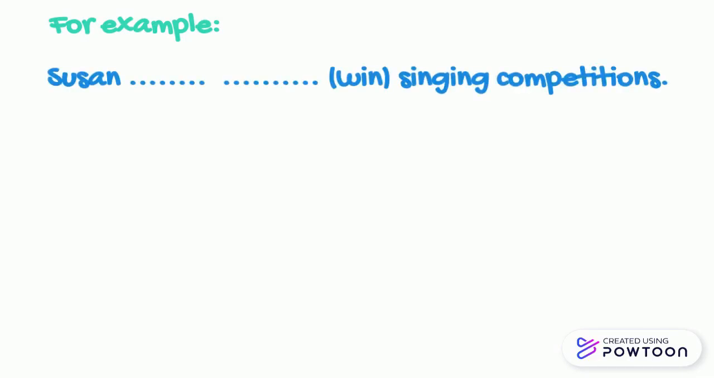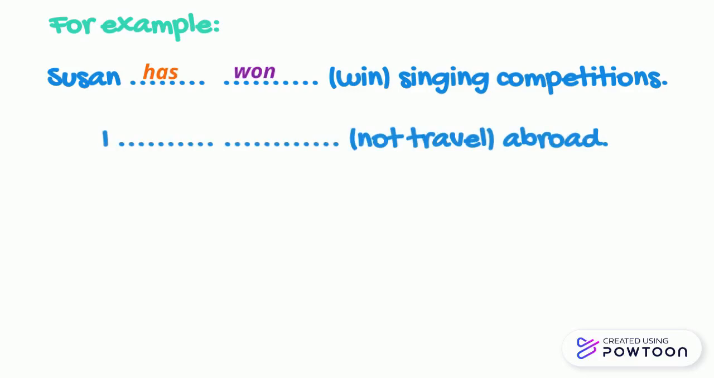For example, let's put these verbs in present perfect. Maybe positive, maybe negative. Number one is positive. So Susan have or has? Has. Very good. The past participle of win, won. Has won singing competitions.